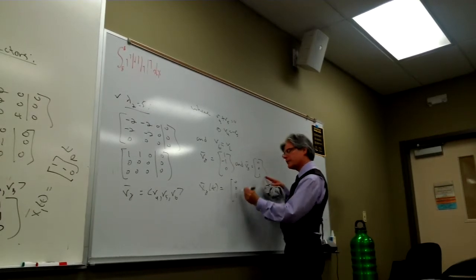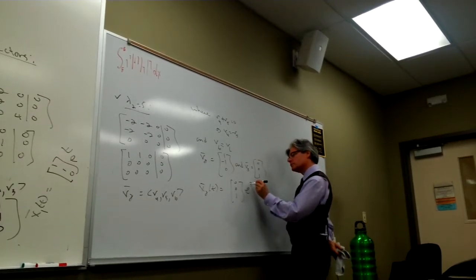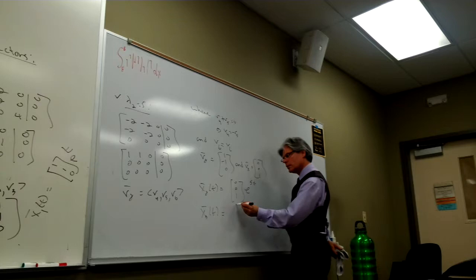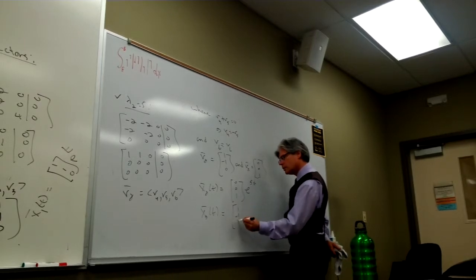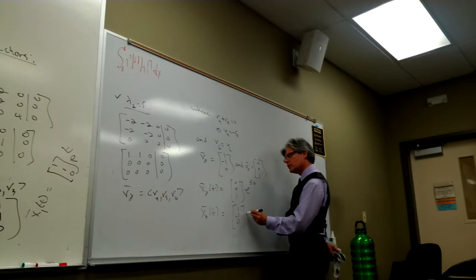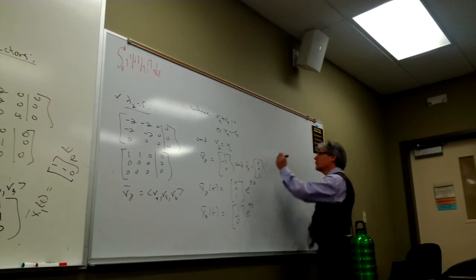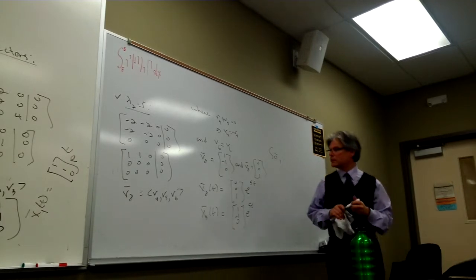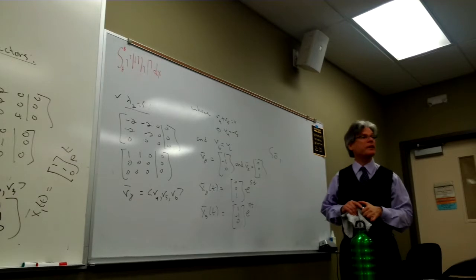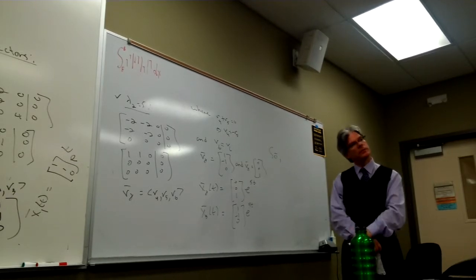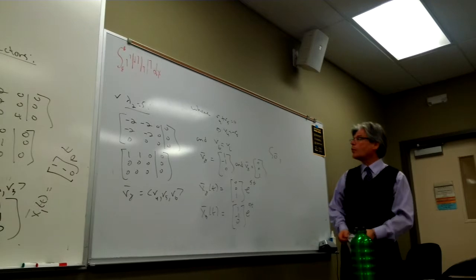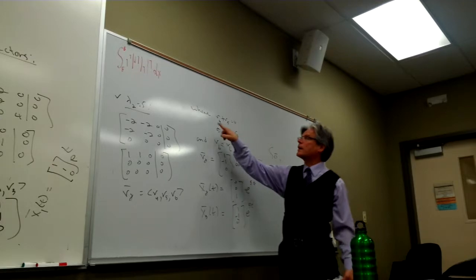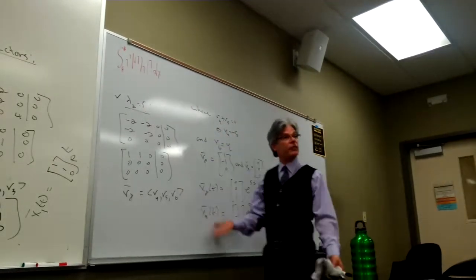Times e to the 5t. But x3 bar t is going to be, well, these are two completely different eigenvectors corresponding to the eigenvalue there. And so I think it generates 2 more solutions.